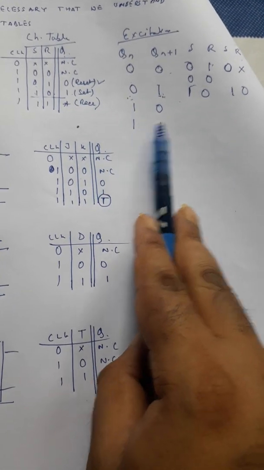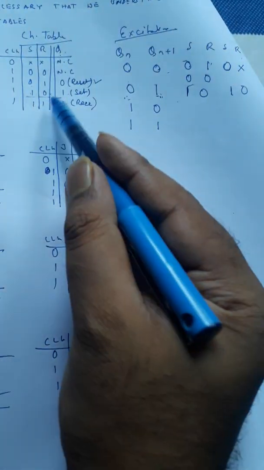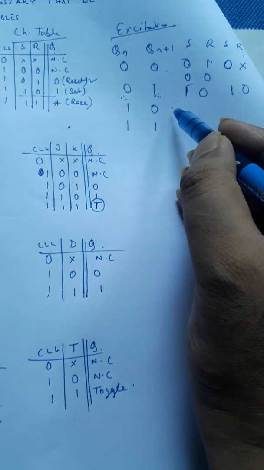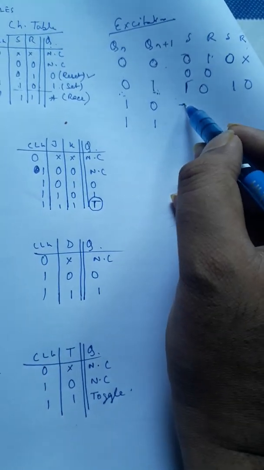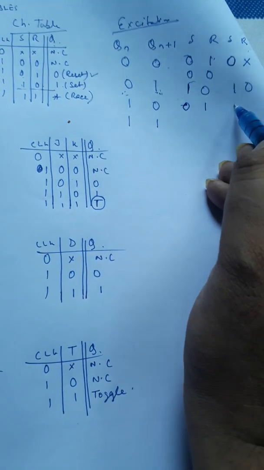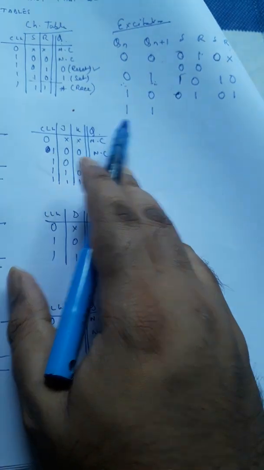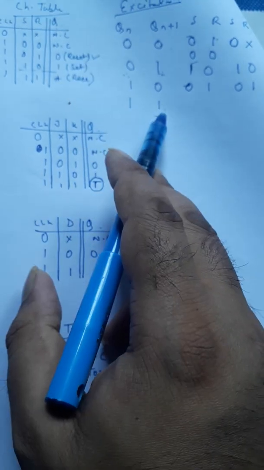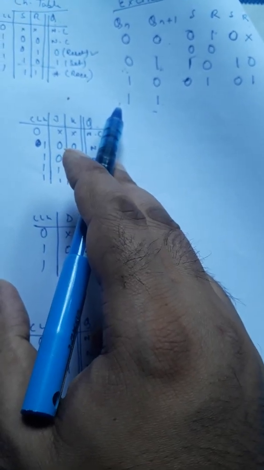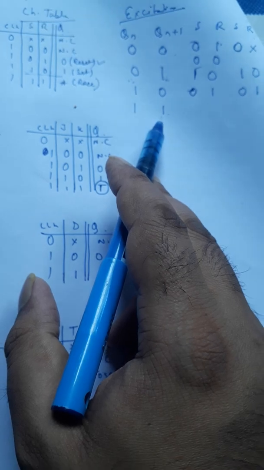Similar in case of 0 1, right? Reset 0 1, reset. So reset means 0 1, and the conclusion will also be 0 1. And what about 1 to 1? 1 to 1 is possible again with two conditions. 1 to 1 means that the output was 1 and it is still 1.